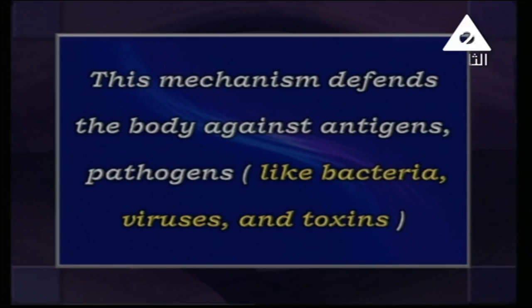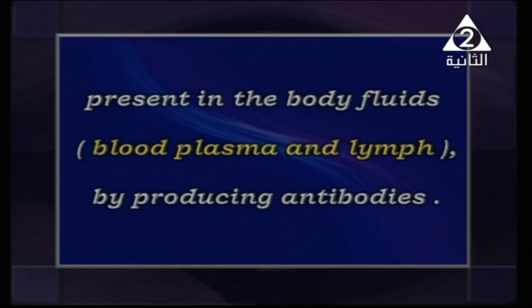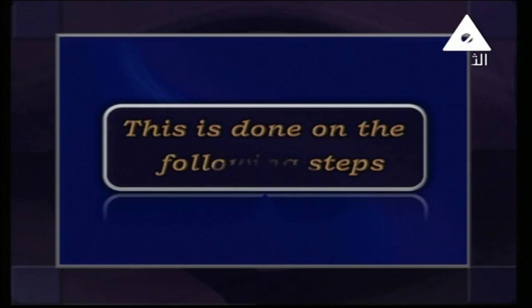Again, remember that the first one inside the third line, which is humoral or antibody mediated immunity, deals with pathogens like bacteria, viruses, and toxins. It is also present in body fluids like blood plasma and lymph, by doing what? By producing antibodies. So this line works by producing antibodies, and this is done in the following steps.